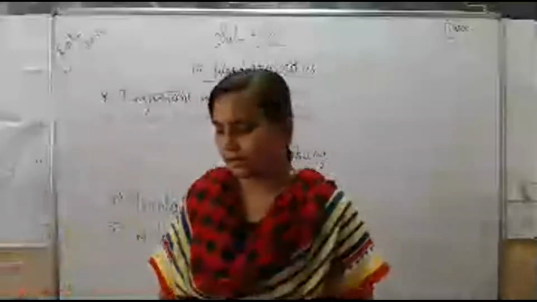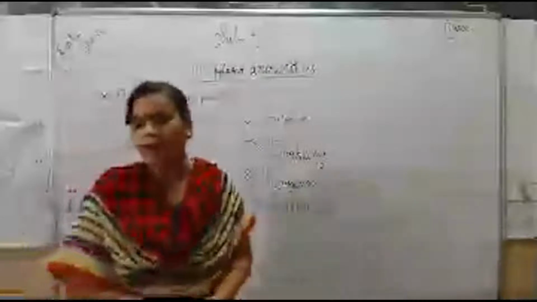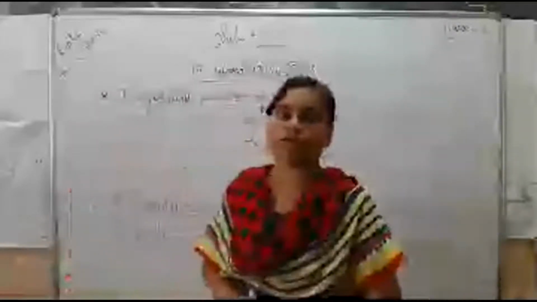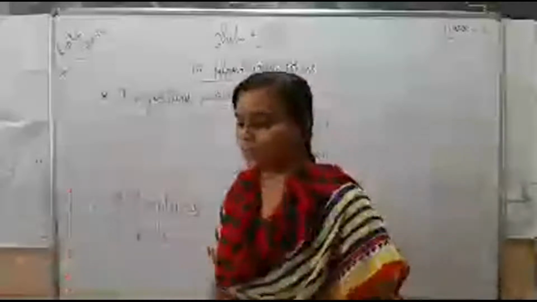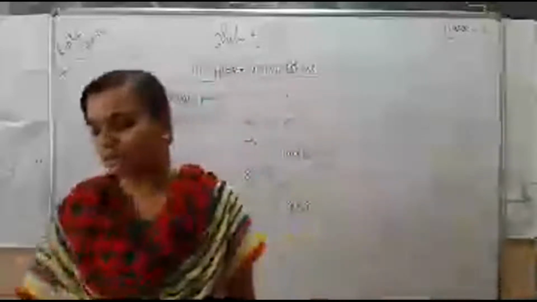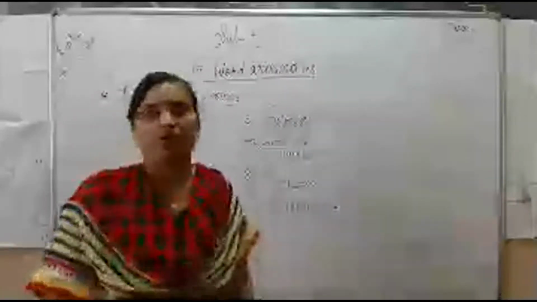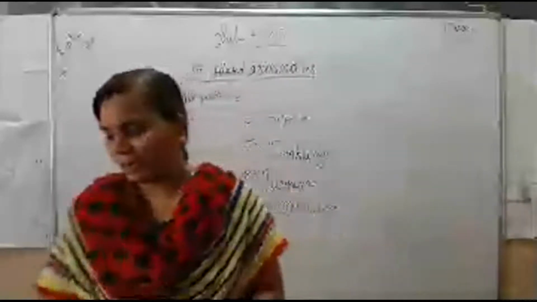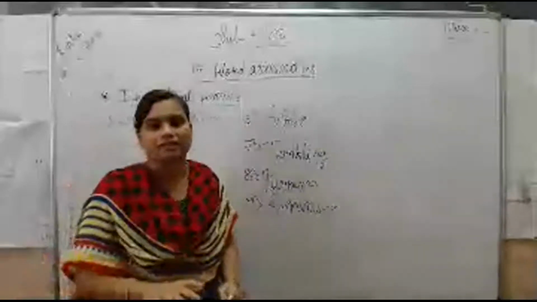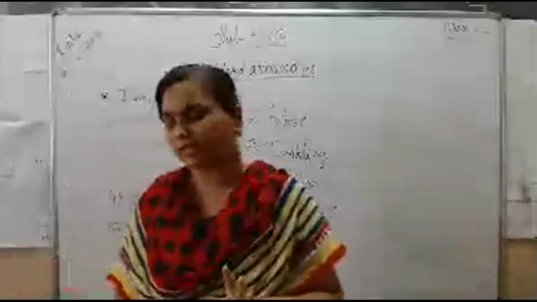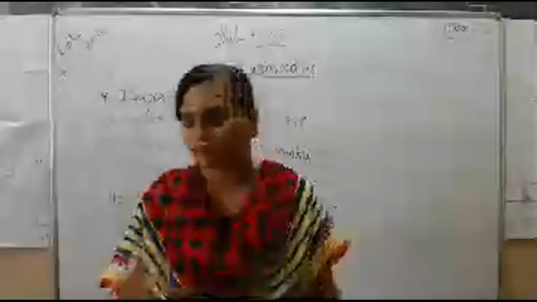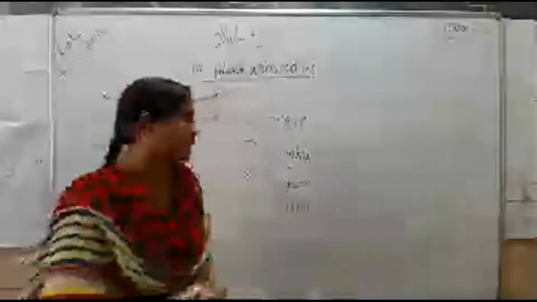Page number 83. The solar system has 8 planets. How many planets does the solar system have? 8 planets. They revolve around the sun. Revolve means rotating around the sun. The sun remains fixed. All the planets surround the sun.